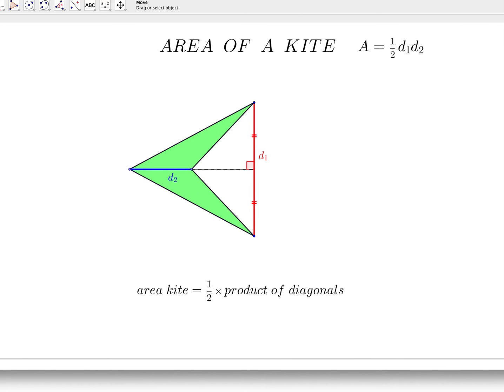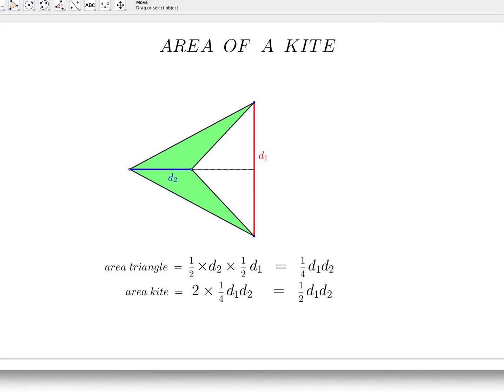So here's what's happening. We're multiplying diagonals D2 and D1, D2 and a half D1, and then we're halving it. So that's a half times the product of the diagonals. It gives a quarter D1, D2. But then we double it up because there's two of them. So we double that quarter to a half. So it's half the product of the diagonals.